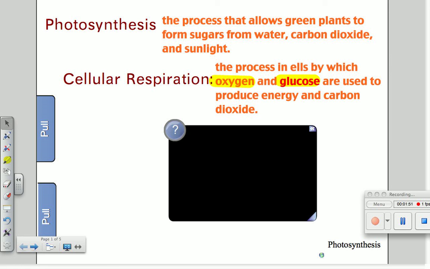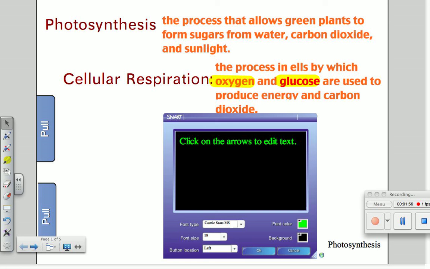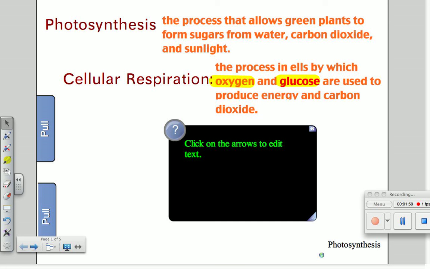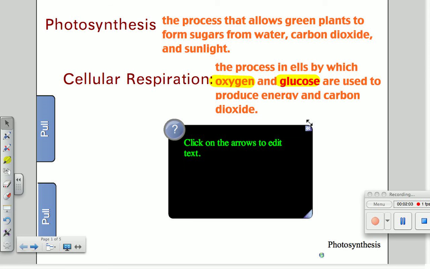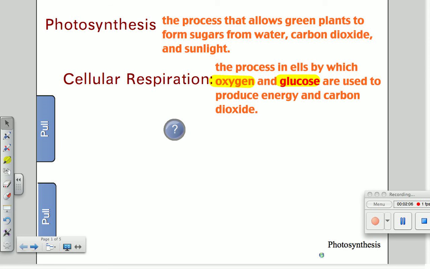Now glucose, oh, it's not showing up. Okay, never mind. Glucose is basically just a simple sugar. And let me get rid of this because that's supposed to be what it is. Glucose is a very simple form of sugar that our bodies obtain from the foods that we eat. So together with oxygen and glucose, our cells go through a process called cellular respiration in order to produce energy.